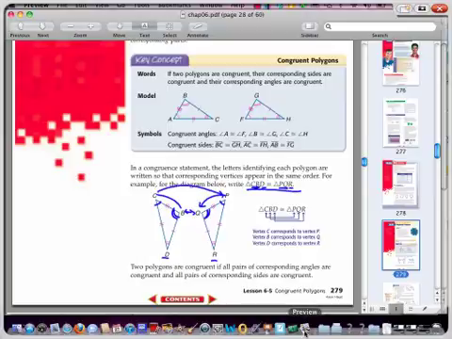And so by looking at this, this is a congruence statement. They're saying that these two triangles are congruent, and from that we know that the angles are congruent, we know that the sides are congruent. So we get all that information out of that one statement there.